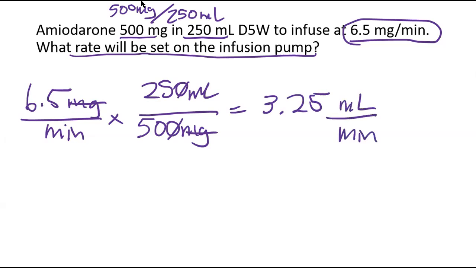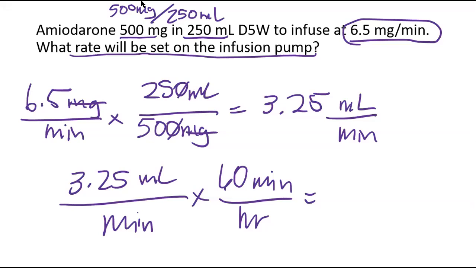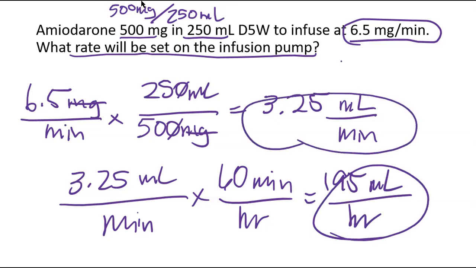If we want hours, we could do 3.25 or 3.3 milliliters per minute, and convert 60 minutes to hours. That would be 3.25 times 60, which is 195 mLs per hour. And that's your answer, or it could be 3.3 mLs per minute. That's also a correct answer. All of these are correct answers.